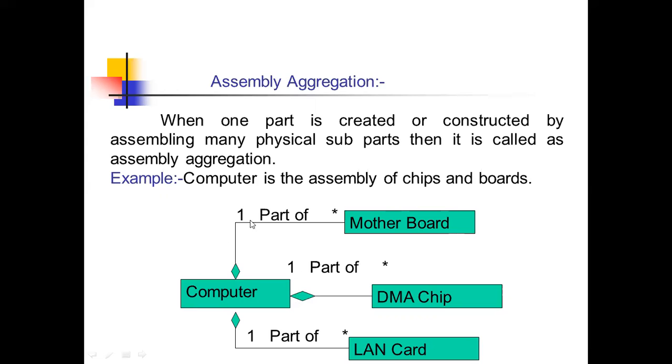The motherboard is part of that computer, the DMA chip is part of that computer, and the LAN card is also part of that computer. Here you can see the multiplicity. One computer has multiple boards, multiple chips, or multiple LAN cards. These are the subparts: motherboard, DMA chips, and LAN card. We assemble them into one unit, like a computer. This is an example of assembly aggregation.